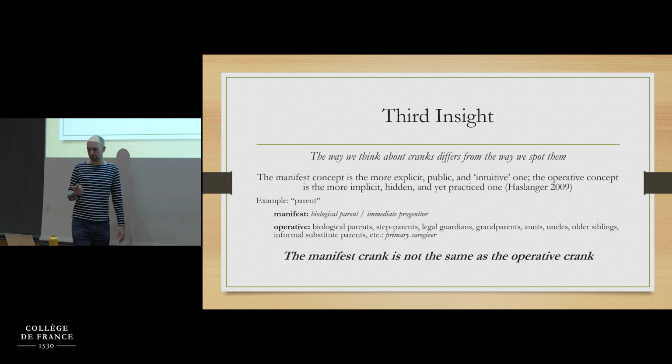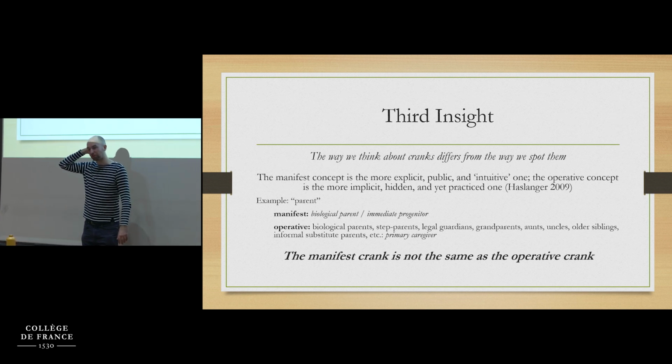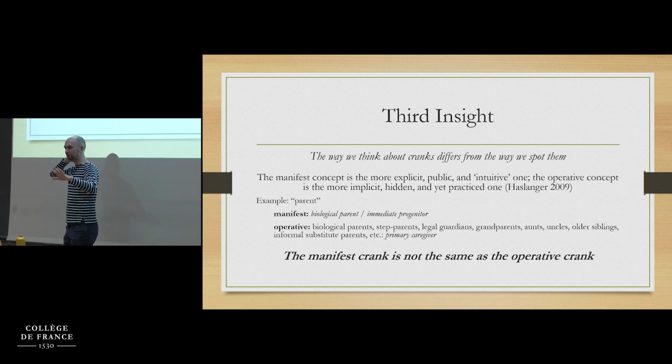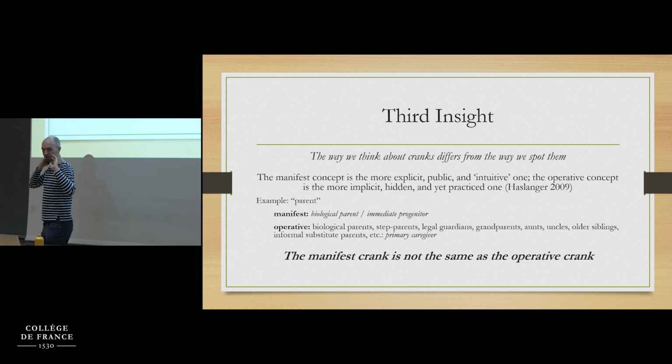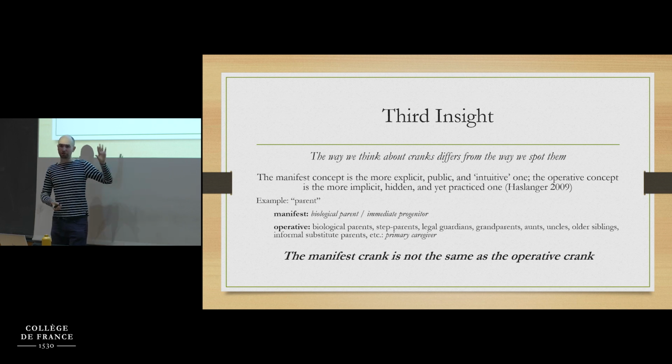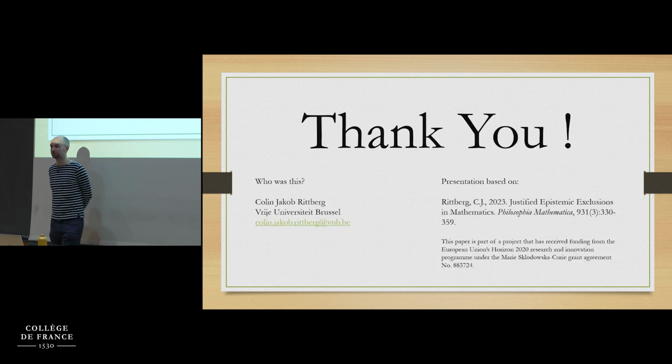And using this terminology, we can now say that the manifest crank, the crank as this hopelessly mad, stubborn, and absurd figure that gets stuff wrong, is a very different figure from the operative crank, who is just writing in a style that doesn't have the certain markers of competence that encourage the mathematical community to engage with their work. And with that, I say thanks.